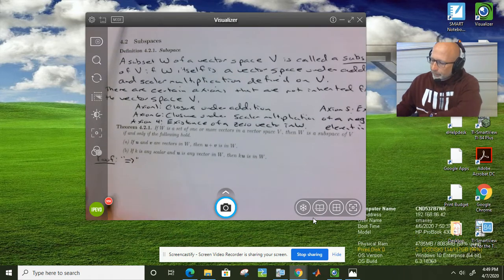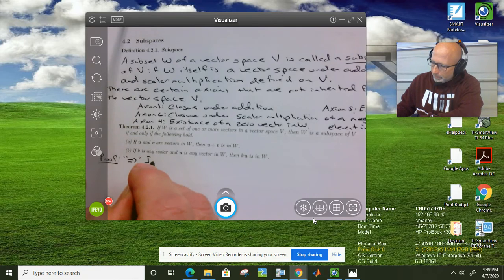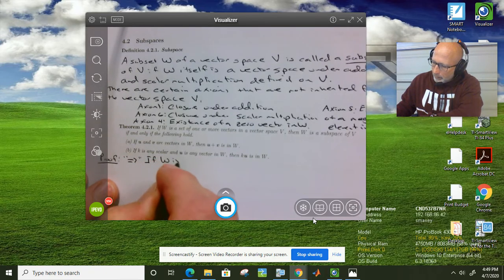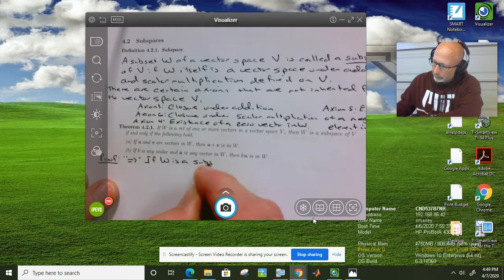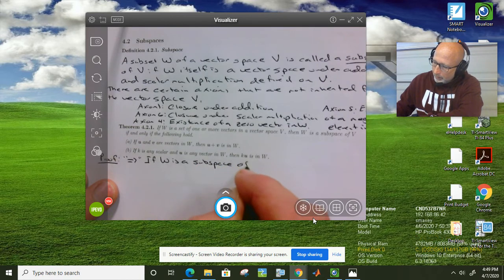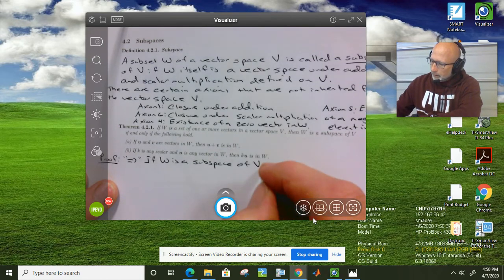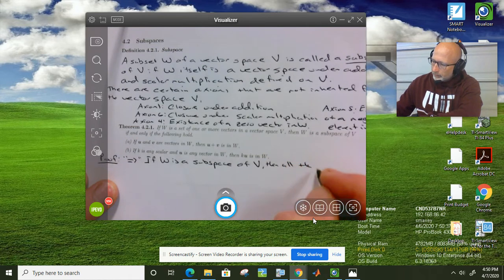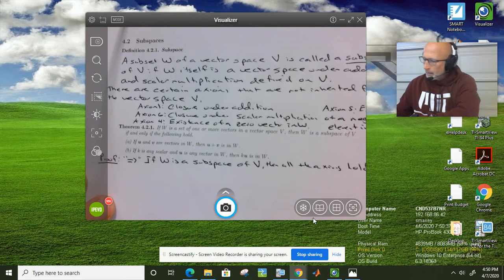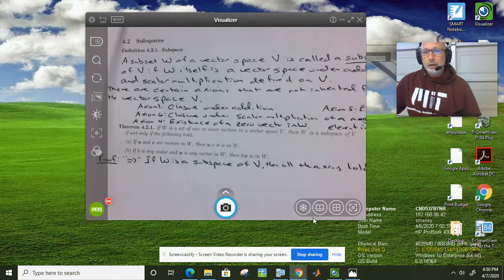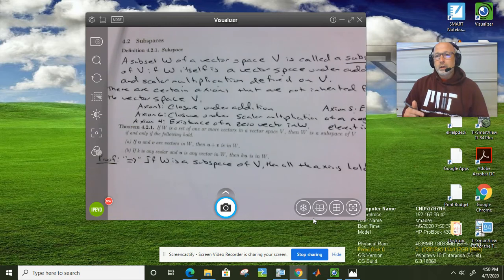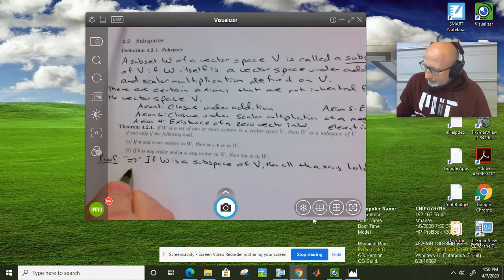So if W is a subspace of V, then all the axioms hold because it is a subspace. Then all the axioms hold, and we're done, right? Because we only needed to show that it was closed under scalar multiplication and addition. So we're done.